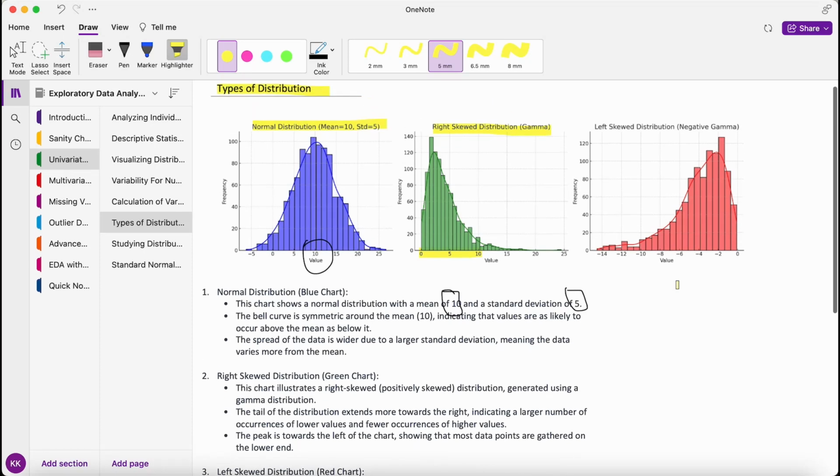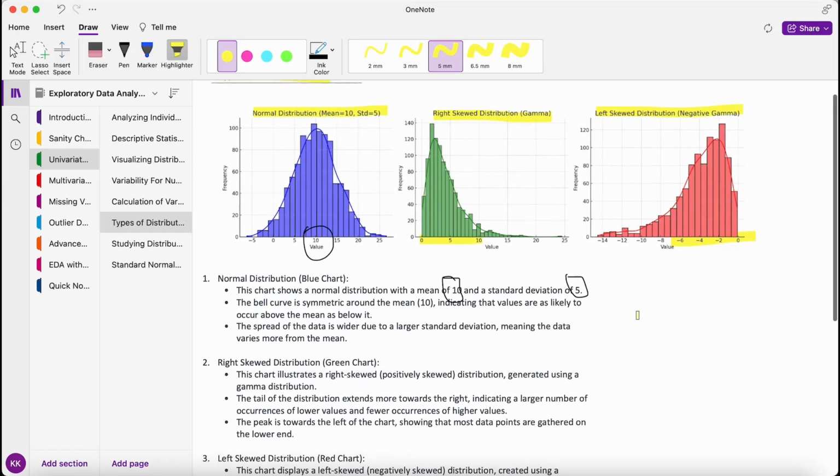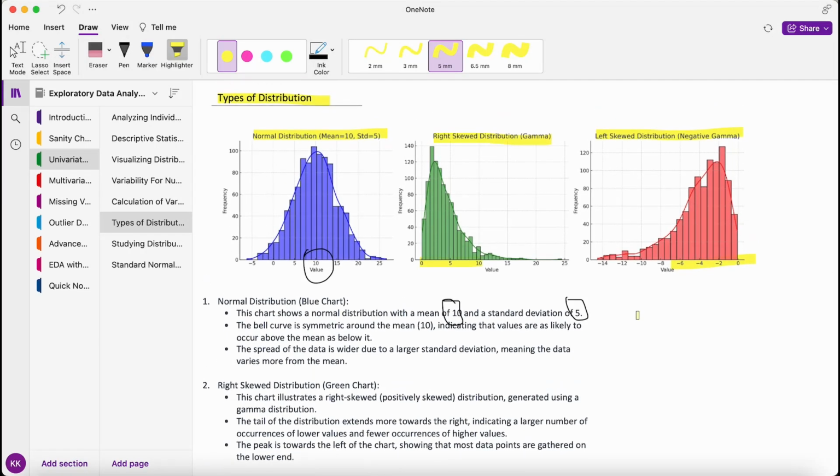Lastly, we have the left-skewed distribution in red. This is the opposite of right-skewed, where the tail extends to the left, indicating that lower values are less common and most of the data concentrates on the right. Understanding the shape of your data's distribution is crucial in determining the right statistical tests and measures to apply.